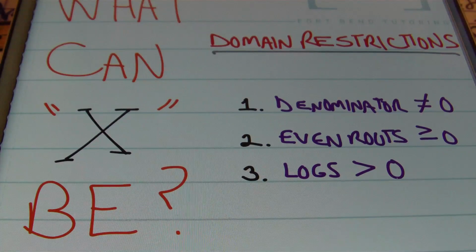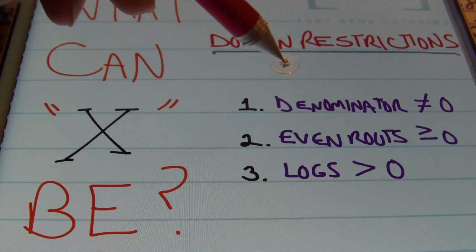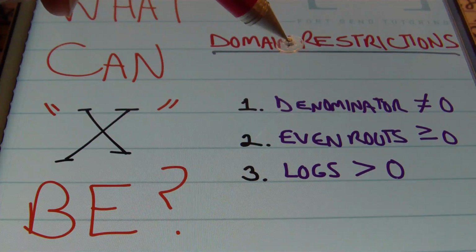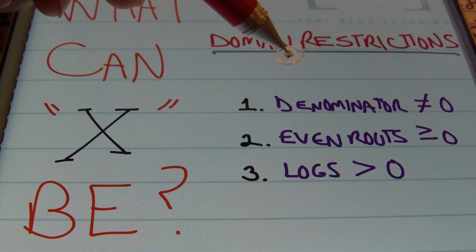And some of the common domain restrictions are: 1, the denominator of a fraction cannot equal 0. You can't have 0 in the denominator of a fraction. It's undefined. It doesn't make any sense. You can't have part of something that never existed. So the denominator in any fraction can never equal 0.